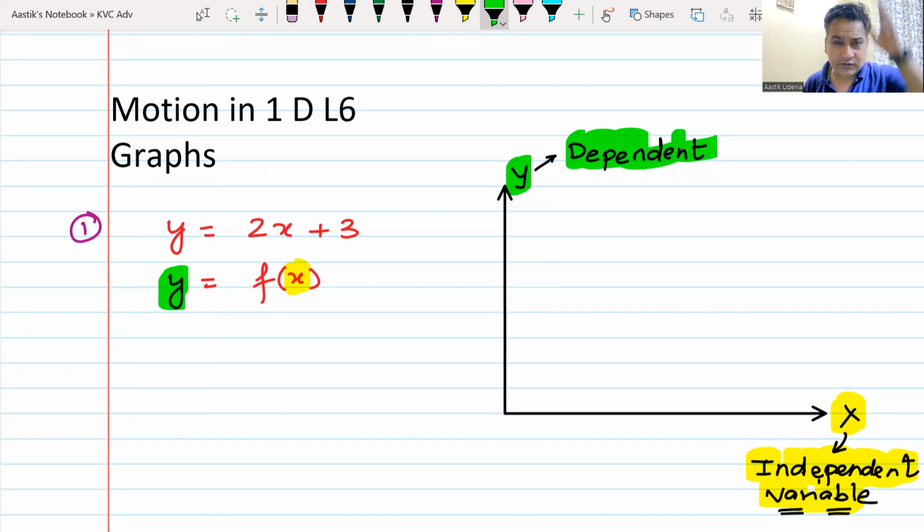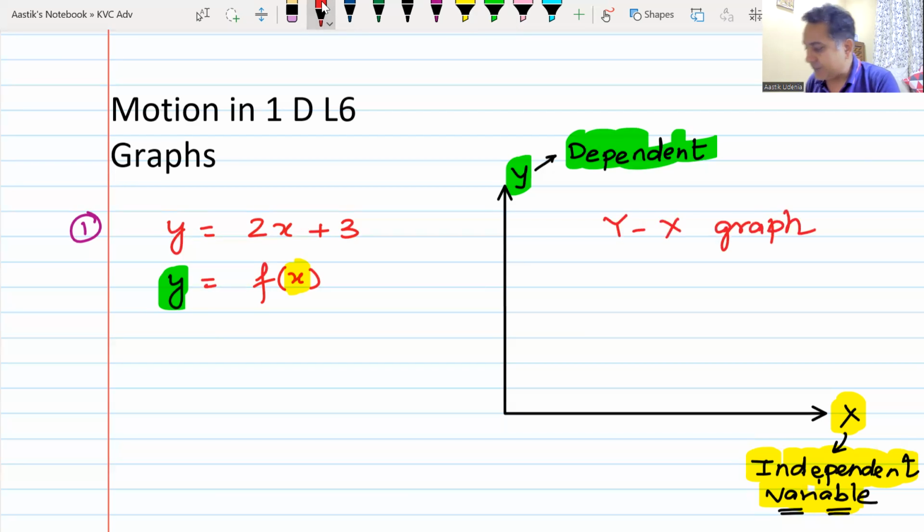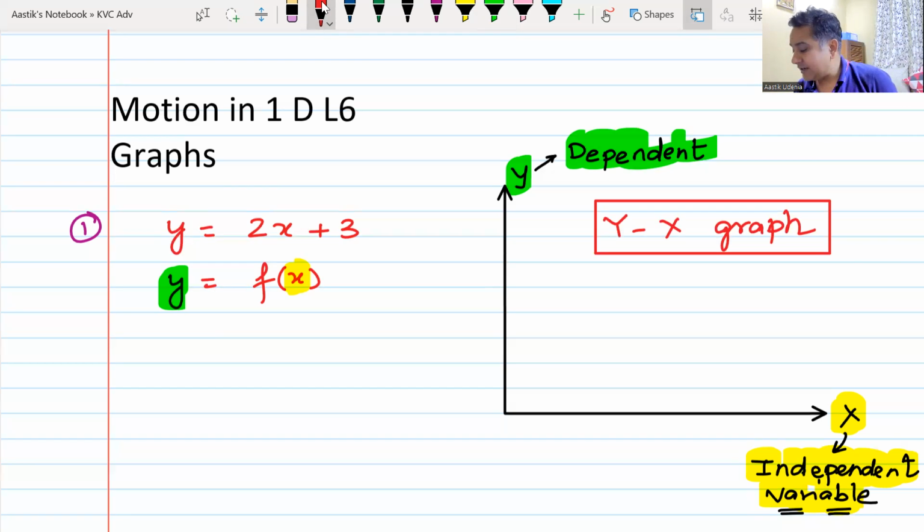The dependent variable is always drawn on the y-axis. That is how we assume it. And the independent variable, my dear friends, is drawn on the x-axis. Do we understand this? X-axis is the independent variable. Y-axis is the dependent variable. Now, when we name a graph, the graph is always named like this, y-x graph. This graph is known as the y-x graph. That means the dependent variable is named first, and then the independent variable.